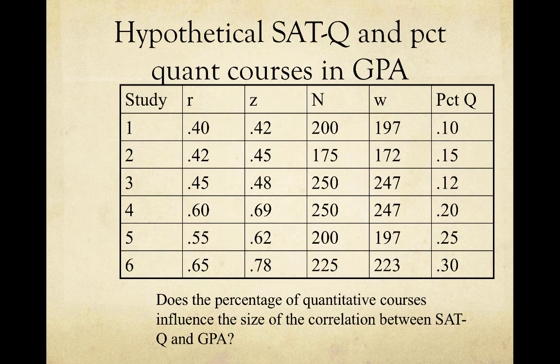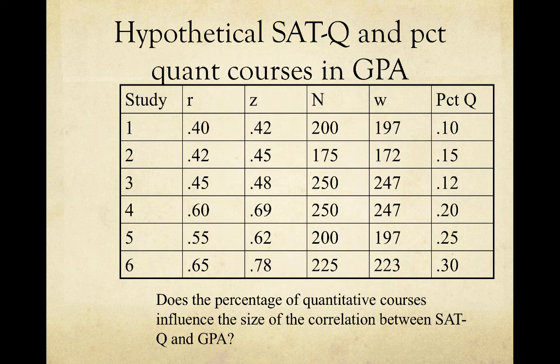All right, so here's a hypothetical example. We've got correlations that go from .40 to .65 here. We've got the Z transforms of those correlations. We've got the sample size for each of these studies. The weights are n minus 3, as is conventional. Now, what we're looking at is the correlation between people's SAT quant scores and their GPA across their freshman year. But we're also looking at the percentage of quantitative courses they're taking in their freshman year.